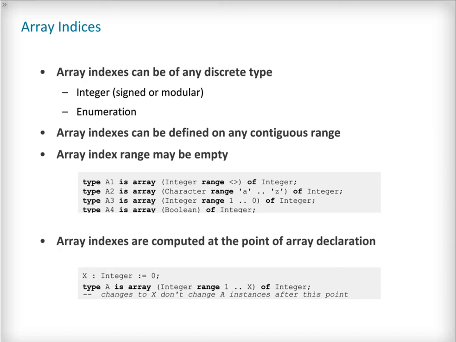In case of an array whose boundaries are dynamically computed, for example here I'm computing the range depending on a variable, then the size is only computed once at the point of the array type declaration. And if there are further changes to one of the components that is being used to compute the range, that will have no impact on the array declaration that happened earlier.